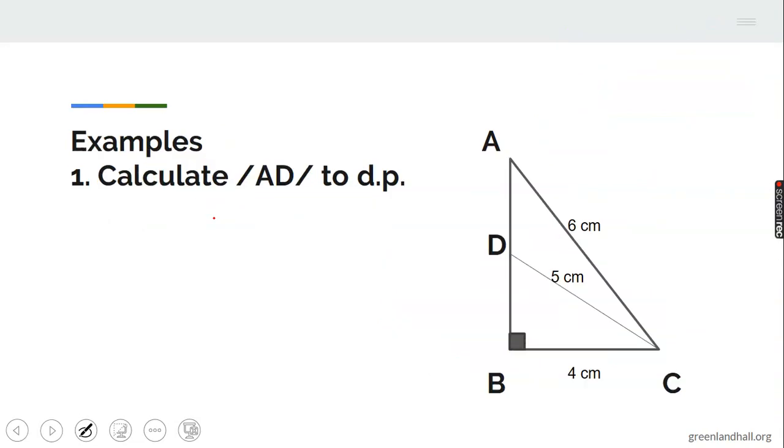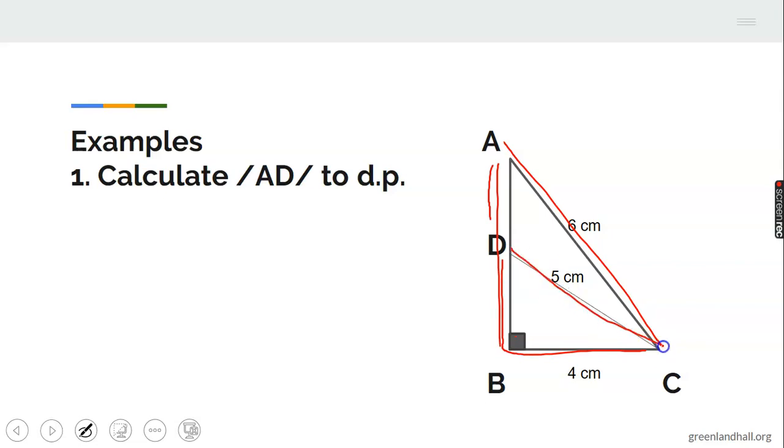Here, we are at the first example. We are to calculate AD in this diagram, this AD. So you can see, this is a right angle. There are two right angle triangles here. The first one is this, and the second one is the bigger one. So we are going to deal with them one after the other.